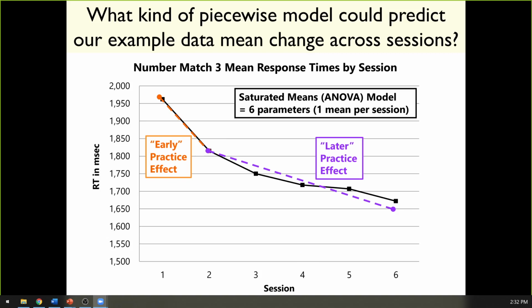Now, I will be the first to admit this is not a theoretically driven model. This is a data-driven model. I stared at it and went, it kind of looks like it could be two slopes.